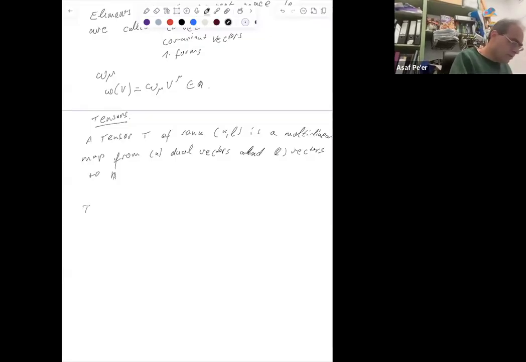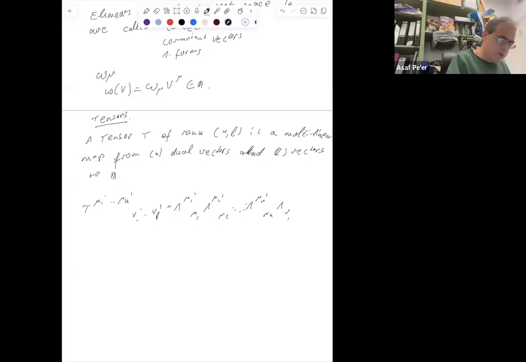So T mu 1 prime, ..., mu K prime, nu 1 prime, ..., nu L prime is lambda mu 1 prime mu 1, lambda mu 2 prime mu 2, ..., lambda mu K prime mu K, and now the opposite, lambda nu 1 prime nu 1, ..., lambda nu L prime nu L, times T mu 1, ..., mu K, nu 1, ..., nu L.